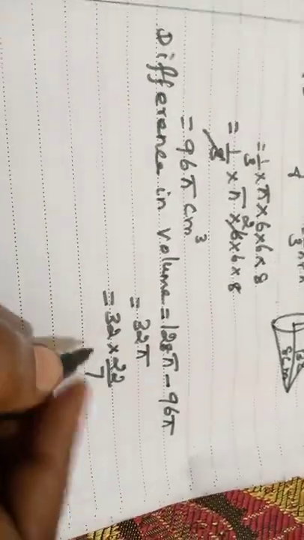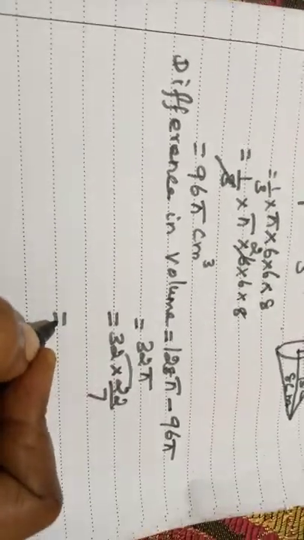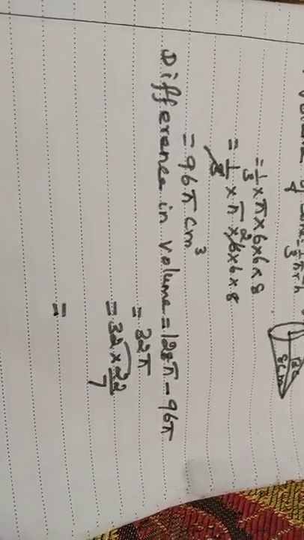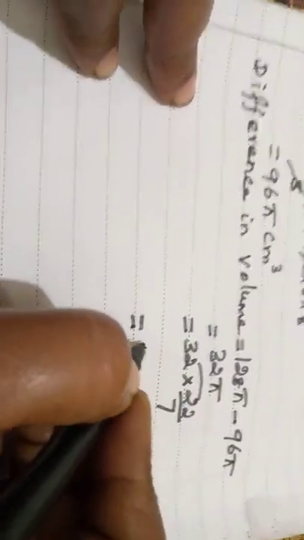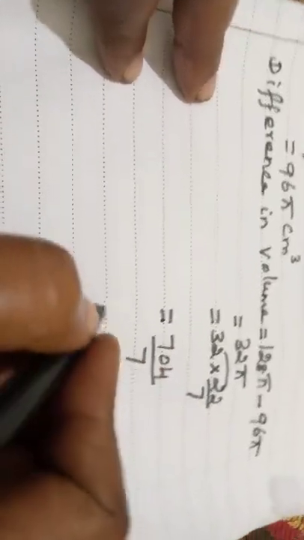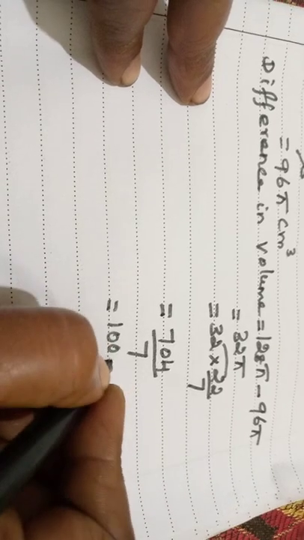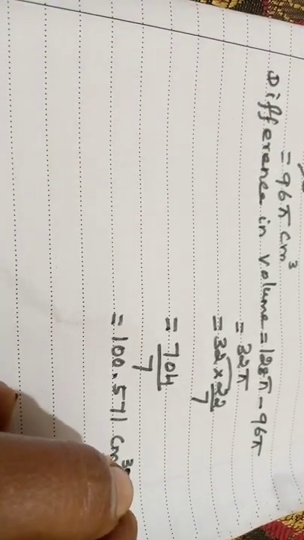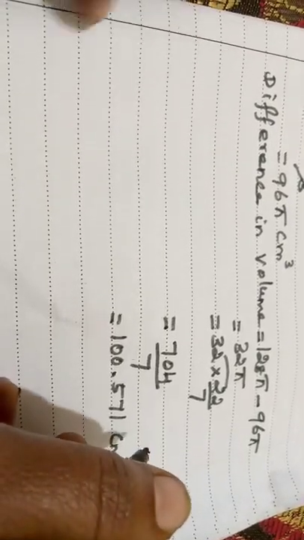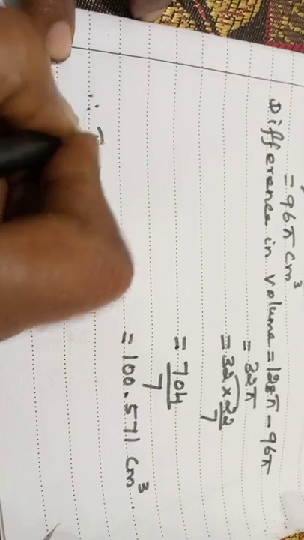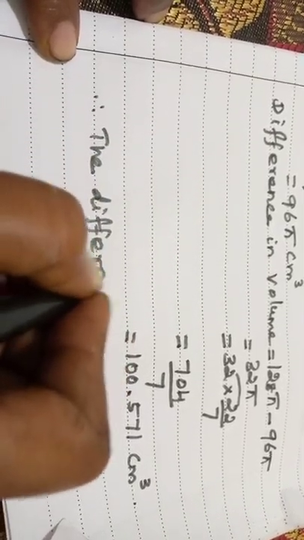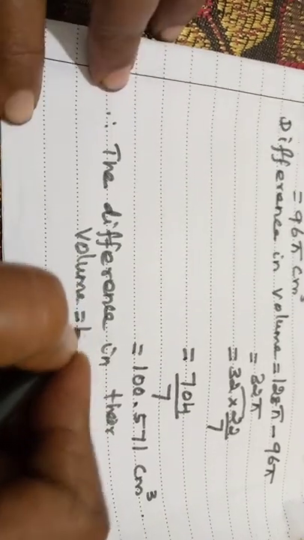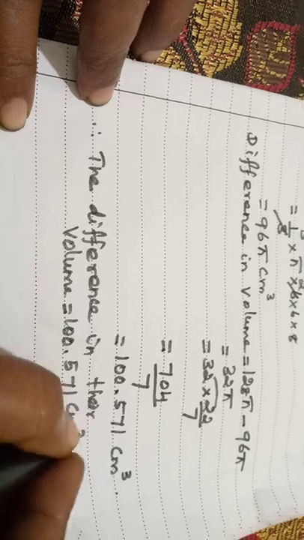Now let us multiply the numerator: 32 into 22, which is 704 by 7. Let us divide, and with the decimal we get 100.571 centimeter cube. Therefore, we have to find the difference in volumes of the two solids. So the difference in their volume is equal to 100.571 centimeter cube. Understood, students?